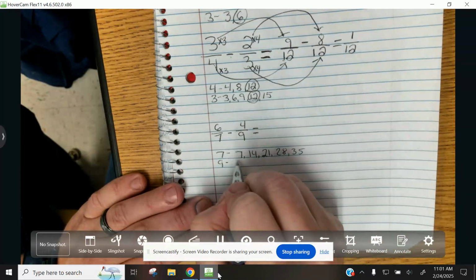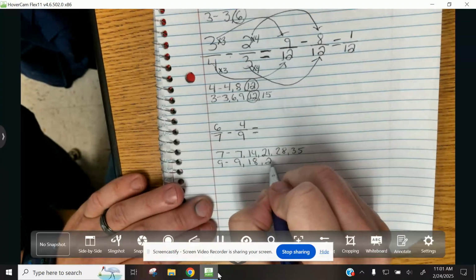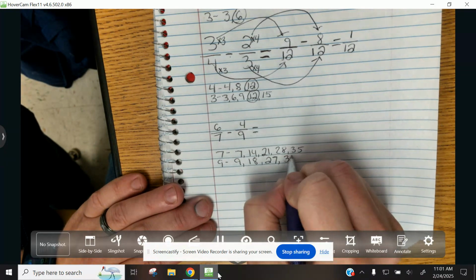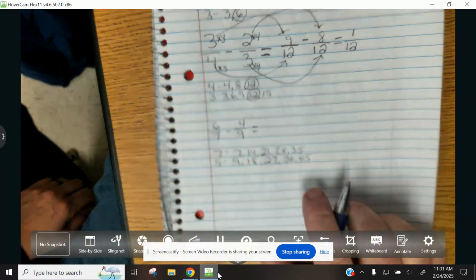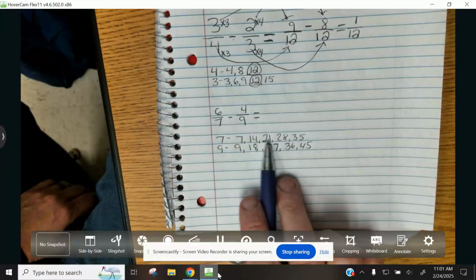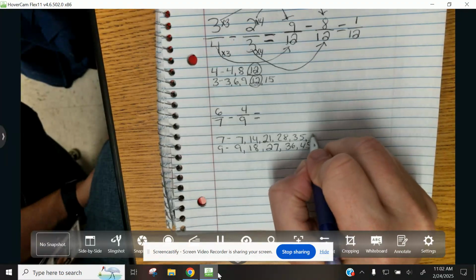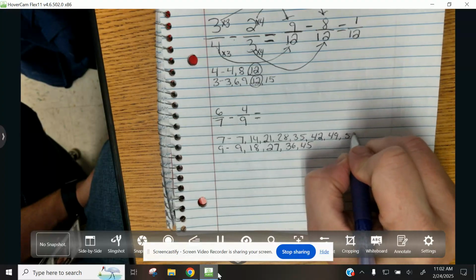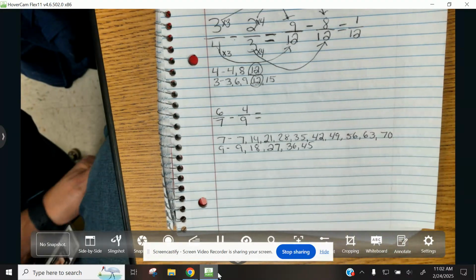Now I'm going to start with 9. 9, 18, 27, 36, 45. So nothing in common yet. So what do I do now? I got to go back up to my 7s and do 7 more, or do the next 5. So 7 times 6 is 42, 49, 56, 63, 70.